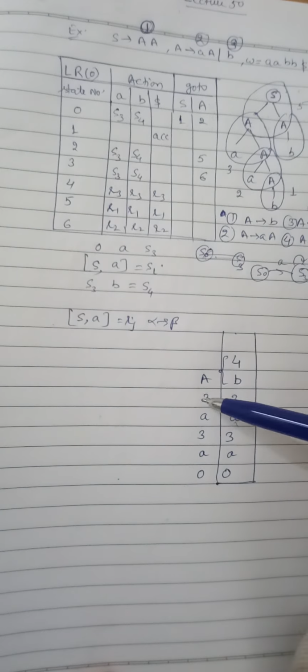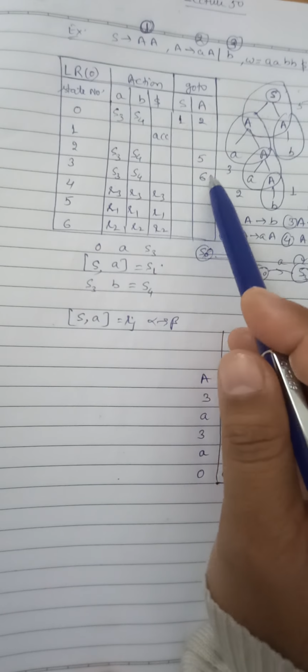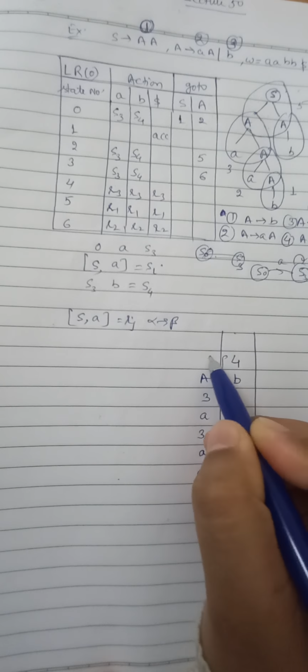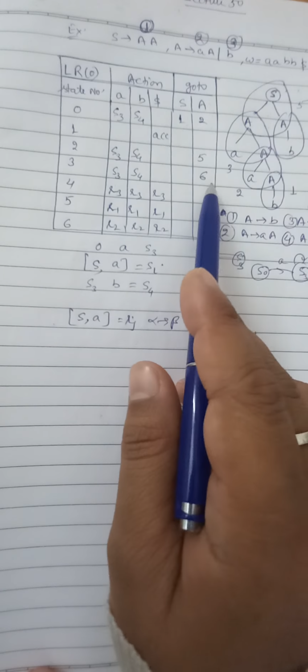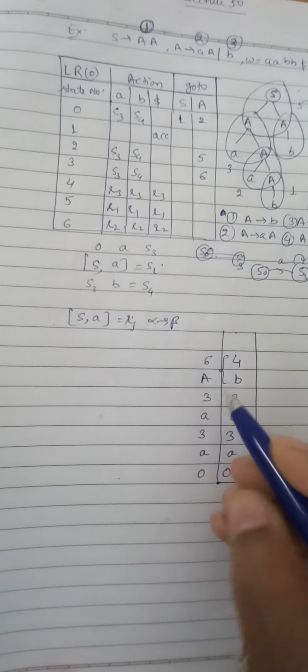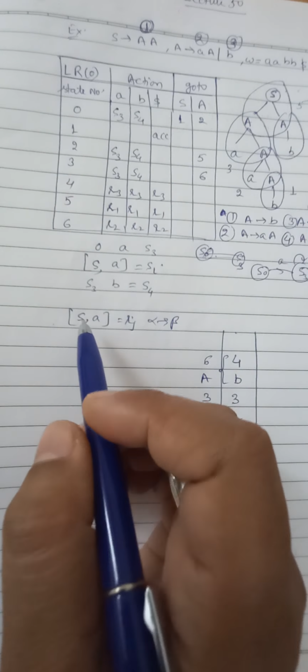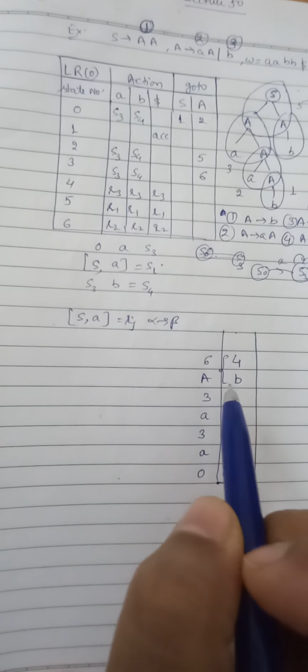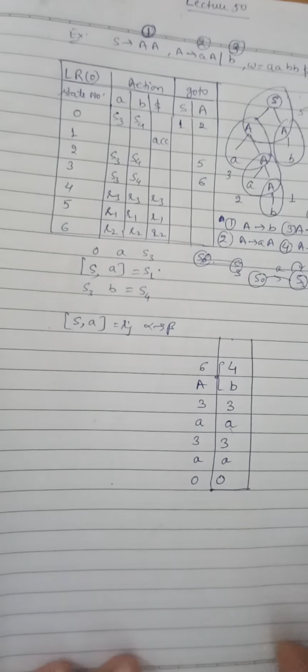We can simply see from the table, from the third state for A, where we are reaching at 6. So we will write here 6. After that, we are doing the reduction process. Alpha tends to beta, for A tends to B. Here we are doing reduction.